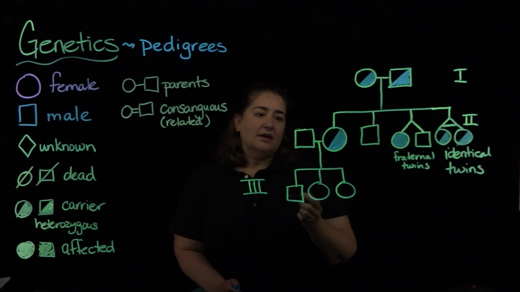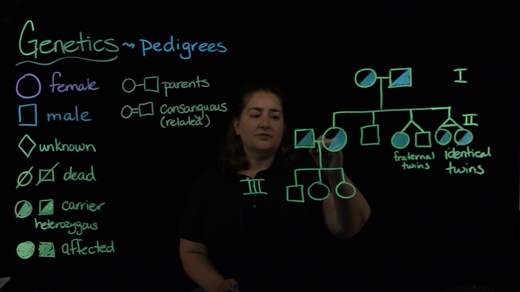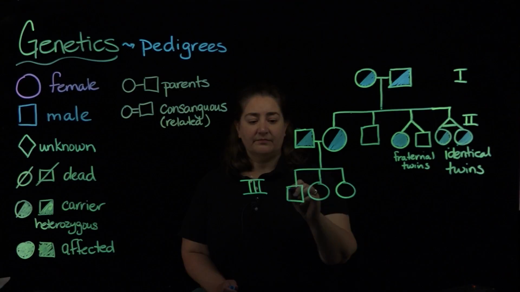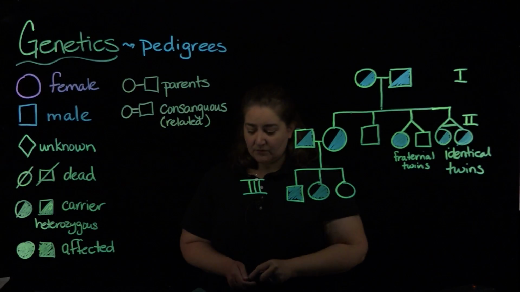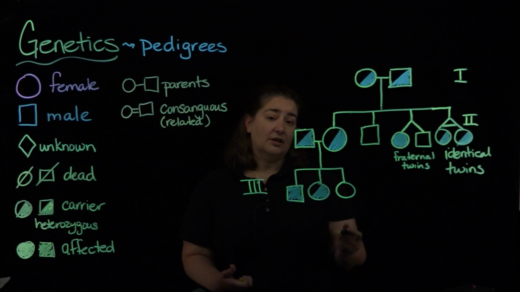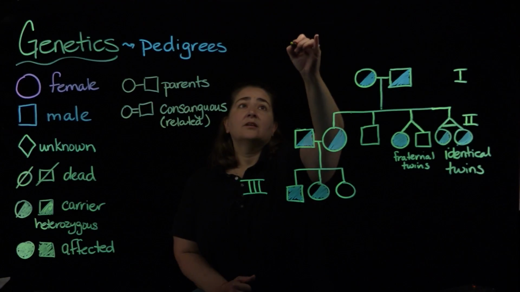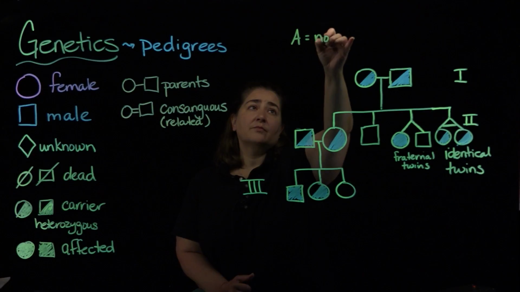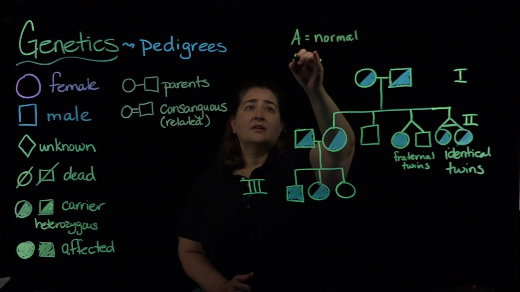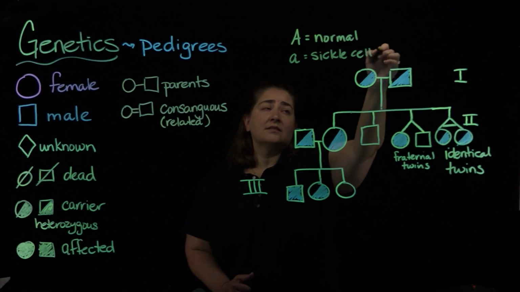Again, maybe this woman marries a man who is also a carrier for that particular trait. They have an affected individual, a carrier, and someone who's not affected. So a lot of times with pedigrees, what'll go along with this is, we'll use capital A for normal, little a for sickle cell anemia.